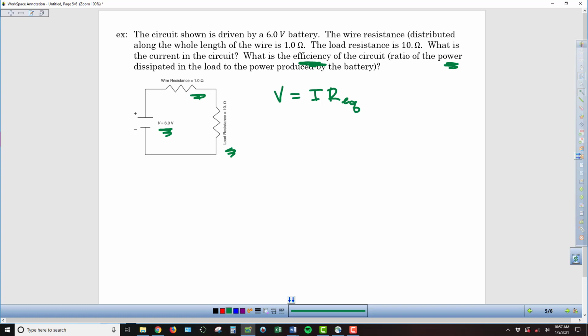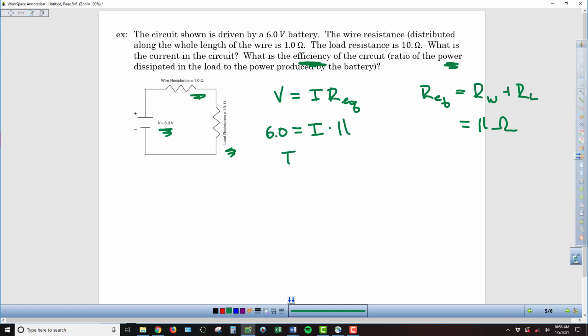So since these resistors are in series, we're just going to be able to add them together. So our equivalent resistance in this case is going to be the sum of the wire resistance plus the sum of the load. So together that equivalent resistance is going to equal 11 ohms. And then our voltage source, 6.0 volts. So we can plug that in as well. So we've got our 6 volts times the current is equal to the current times the 11 ohm resistance.